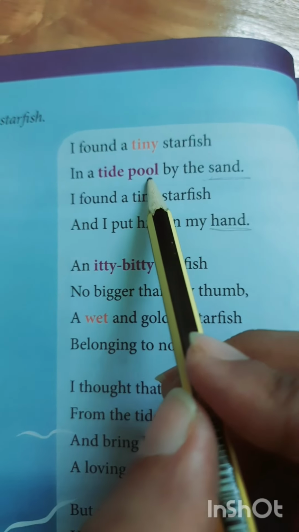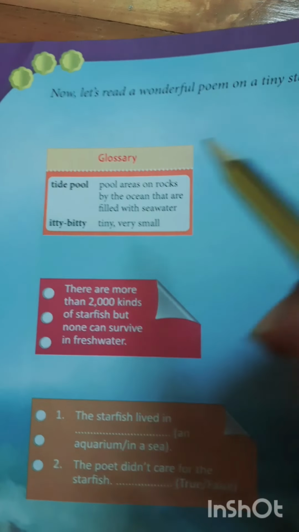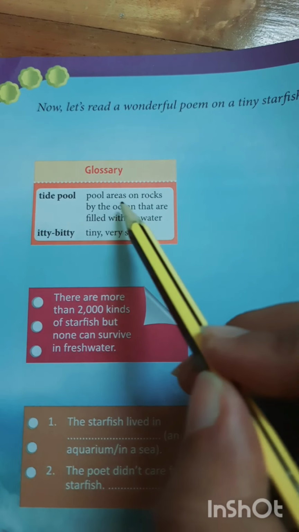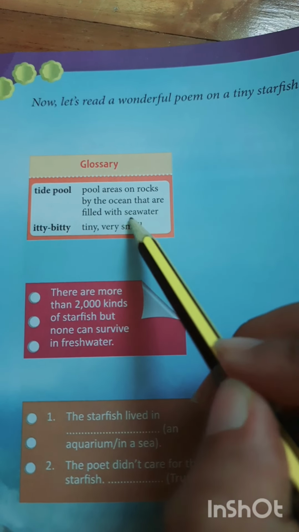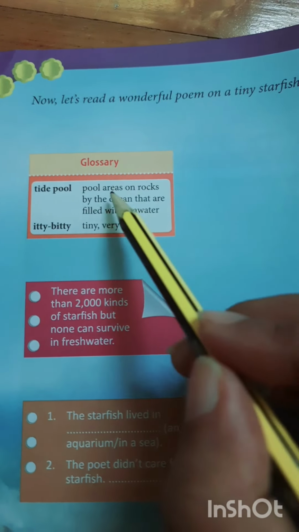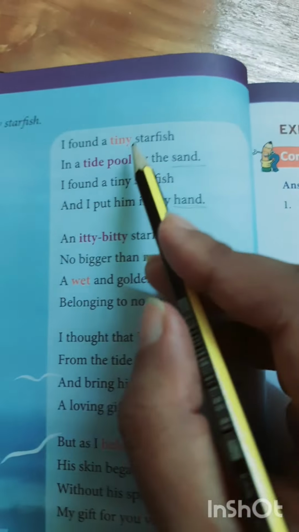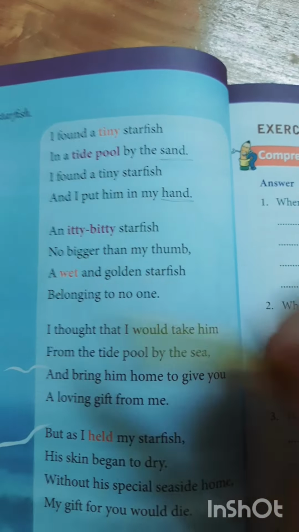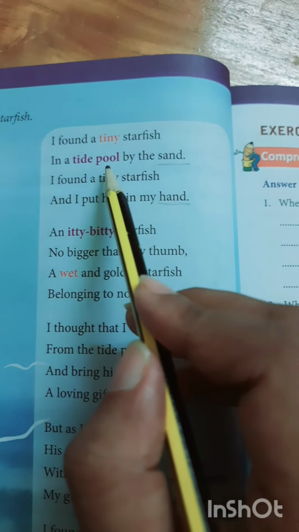Here this poet says that he found a tiny starfish in a tide pool. What's the meaning of tide pool? Now move on to the glossary box. Read the meaning: pool areas on rocks by the ocean that are filled with seawater. Yes, a pond nearby the ocean. So this poet found a tiny starfish from a tide pool.